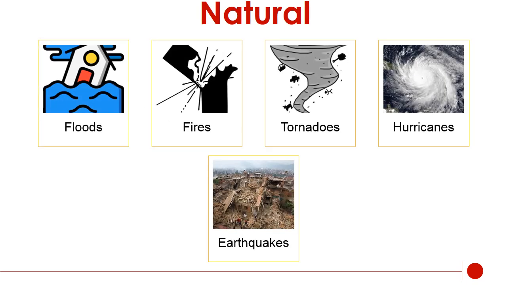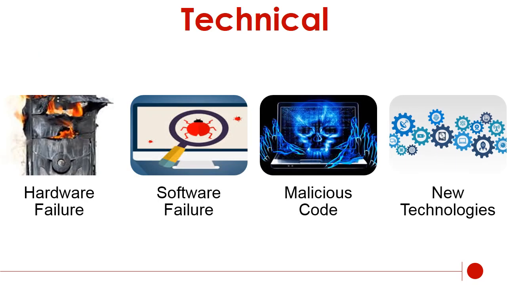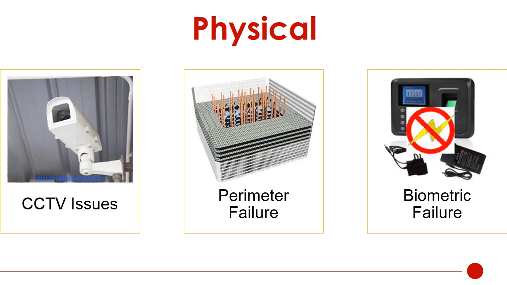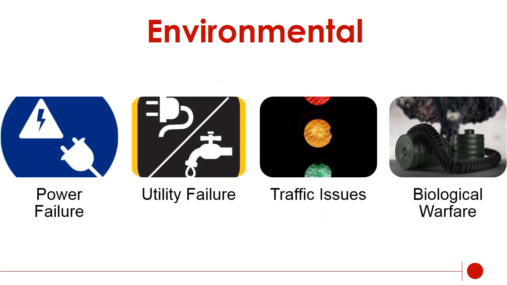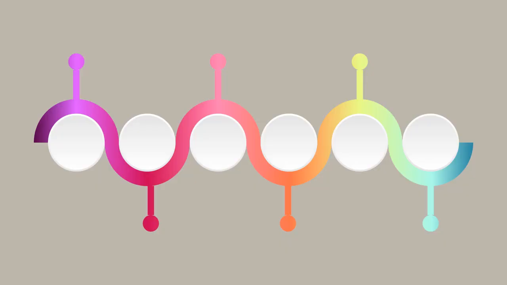Natural includes floods, fires, tornadoes, hurricanes, earthquakes, or other natural disasters or weather events. Technical includes hardware and software failure, malicious code, and new technologies. Physical includes CCTV issues, perimeter measures failure, and biometric failure. Environmental includes power and other utility failure, traffic issues, biological warfare, and hazardous material issues. Operational includes any process or procedure that can affect CIA.